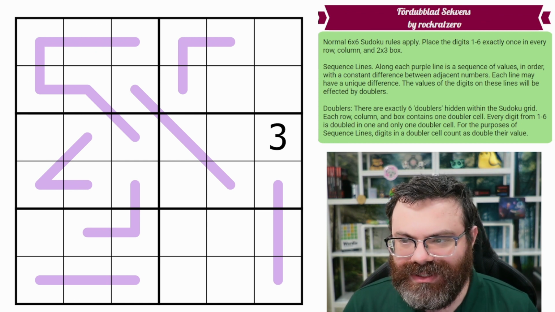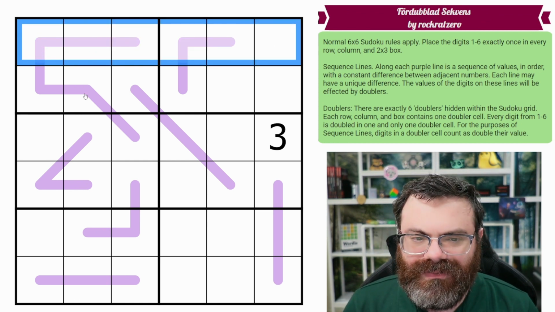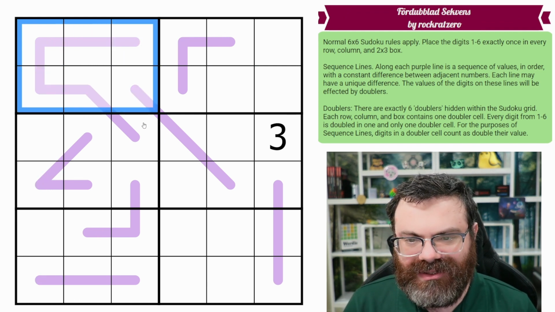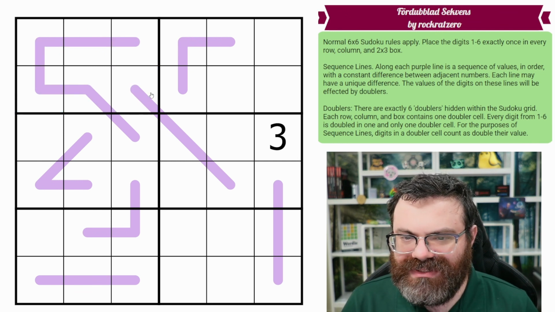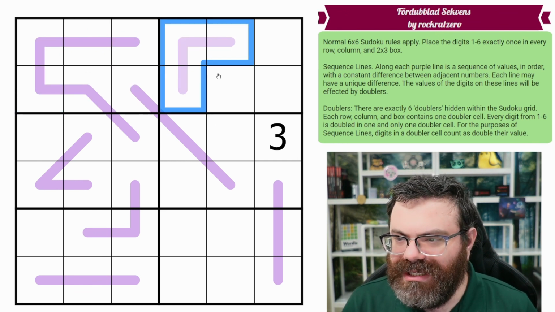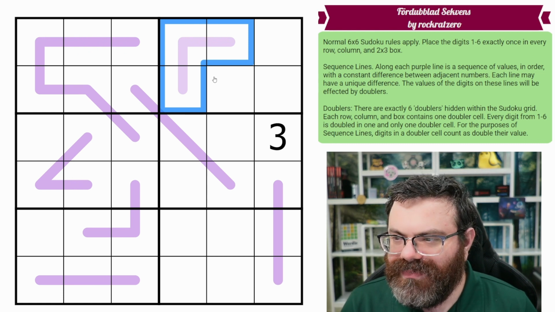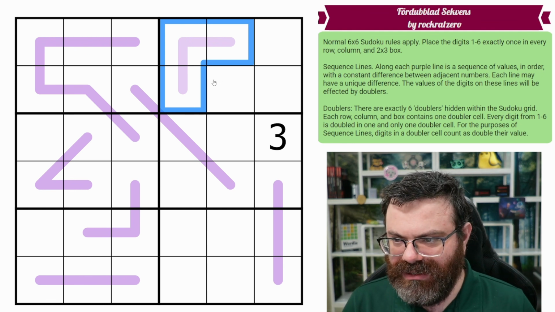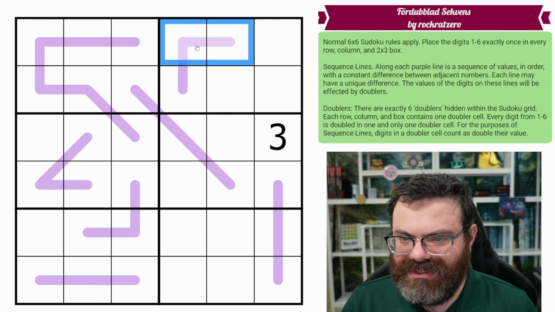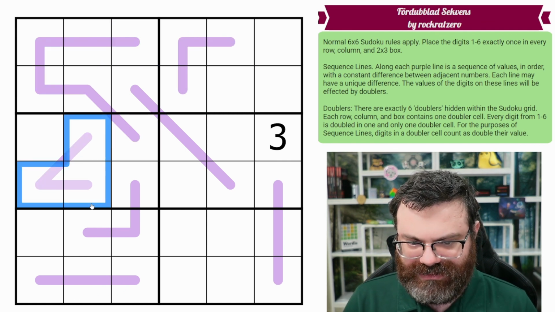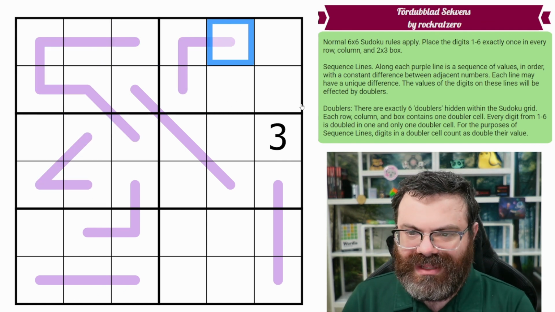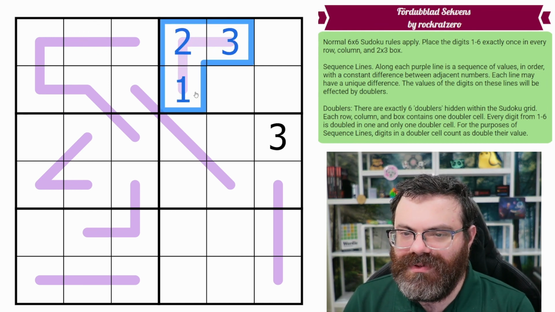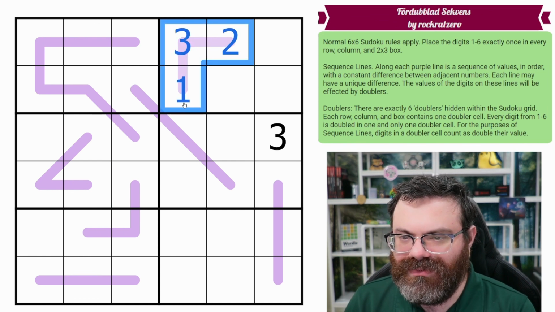So we have normal 6x6 Sudoku rules, which means in every row, every column, and every 2x3 box, we are placing the digits 1 to 6 exactly once each. We also have sequence lines in the grid. So these purple lines are sequence lines, and it is a sequence of values in order with a constant difference between adjacent numbers. Each line may have a unique difference. So this could have a difference of 2, this could have a difference of 1, this could have a difference of 3, for example. But the simplest sequence would be 1, 2, 3. We could also do 1, 2, 3 this way. What we can't do is 1, 3, 2. It's not a Renban. It has to be in order.